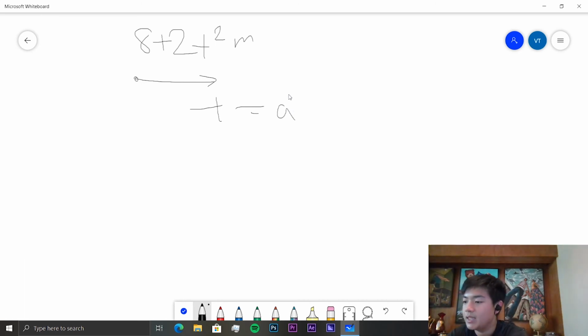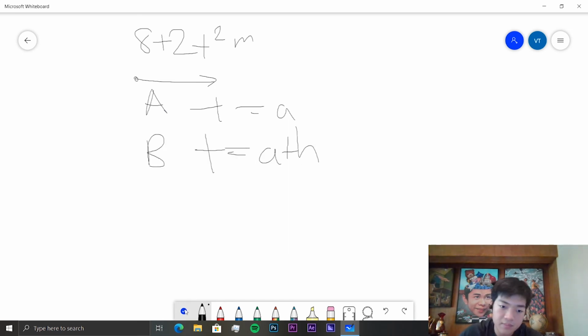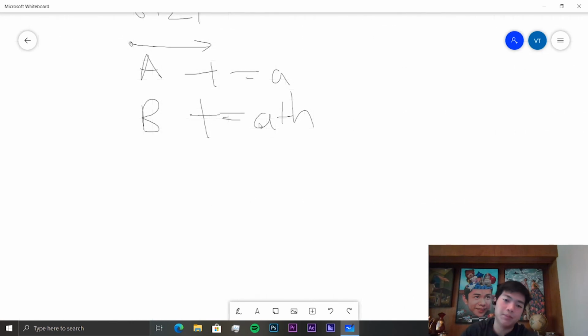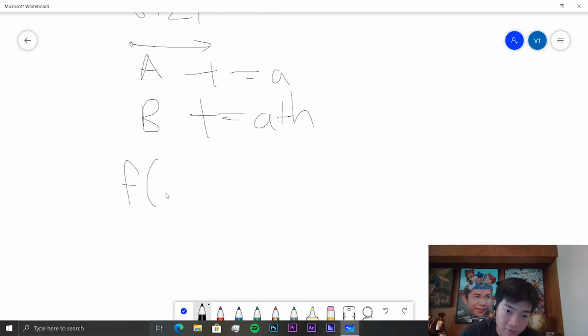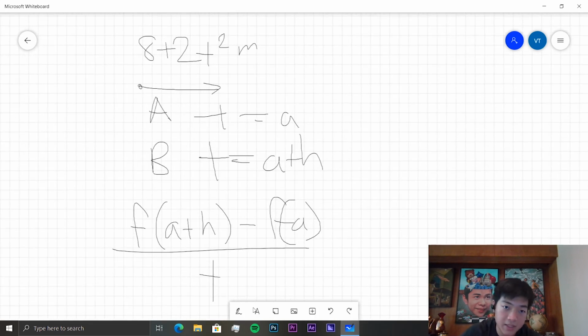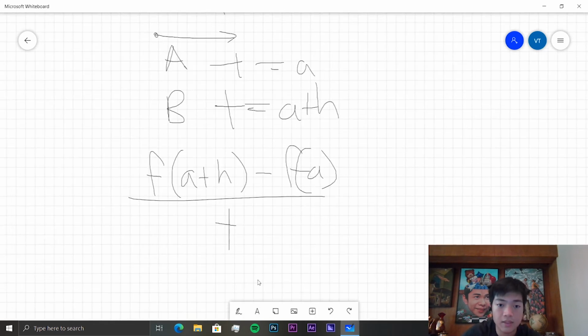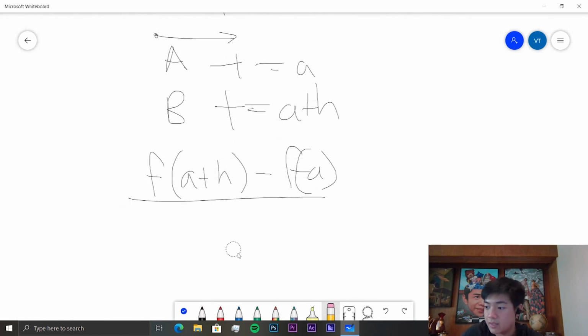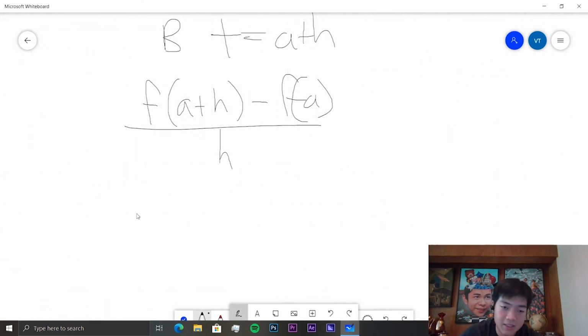Well, the average velocity of the particle as it moves from A to B would simply be the difference in y. So, sorry, point A is when t equals a, and point B is when t is equal to a plus h. So, the average velocity as it moves from A to B would simply be the function at a plus h minus the function at a over the total time taken, which is h. So this is without a limit since this is simply average velocity.